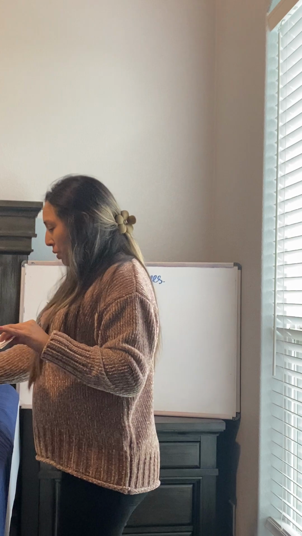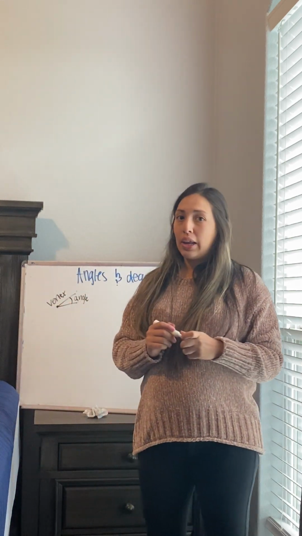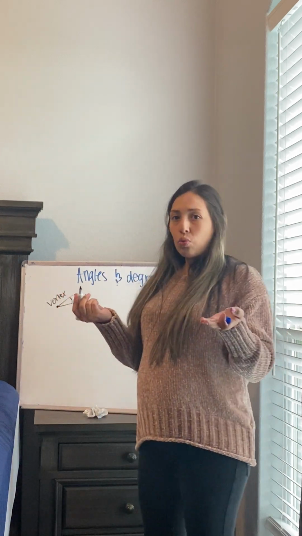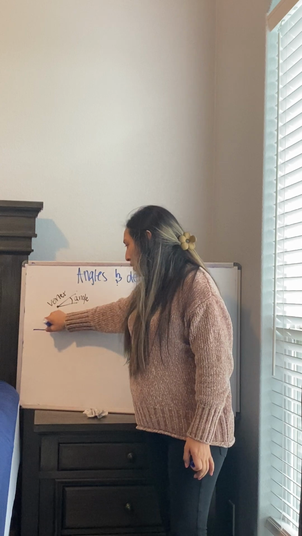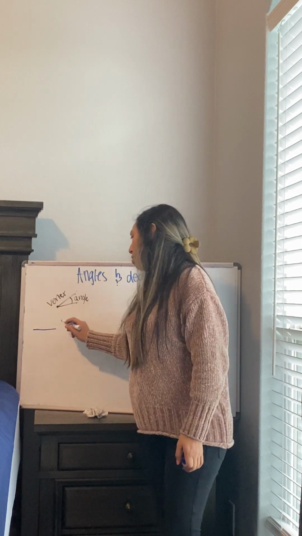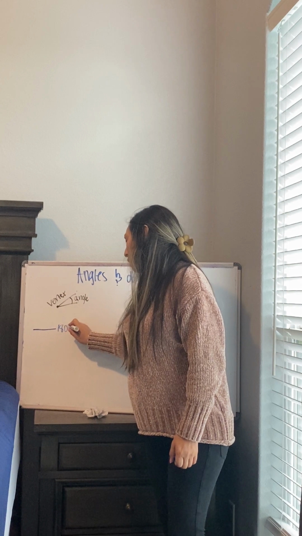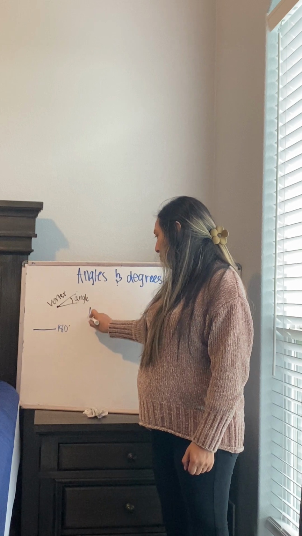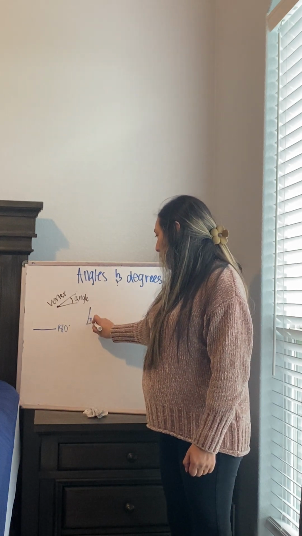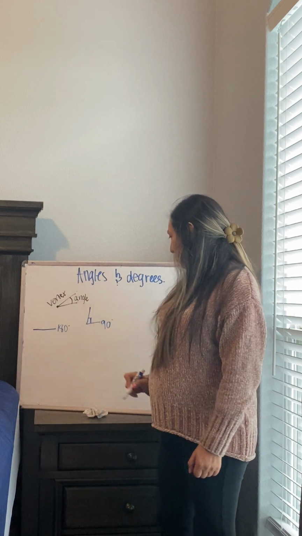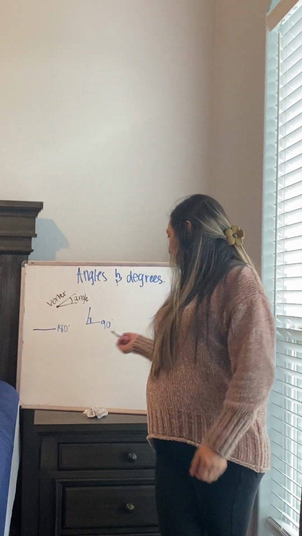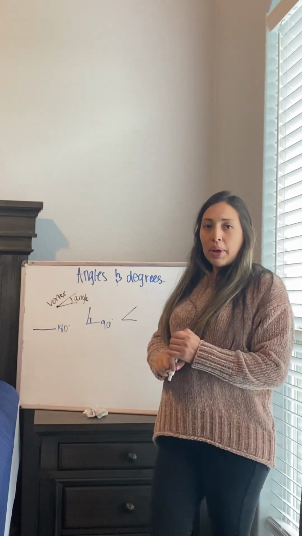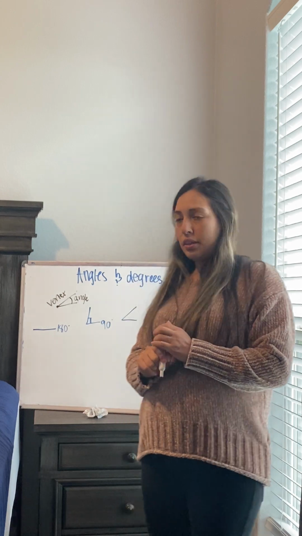So the 3 types of angles that we're going to be talking about today are a right angle, obtuse angle, an acute angle, and a straight angle. So we said a straight line is like that. That's a straight angle. It measures 180 degrees. A right angle measures 90 degrees. An acute angle looks like this, and it measures less than 90 degrees.